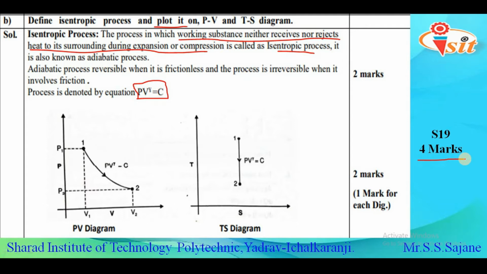So you can see that in almost every paper such type of question is asked, that is define some of the process and represent it on PV and TS diagram. So you should know from all these questions that such type of question might be asked in the future paper also, and thus it is important part from second chapter.